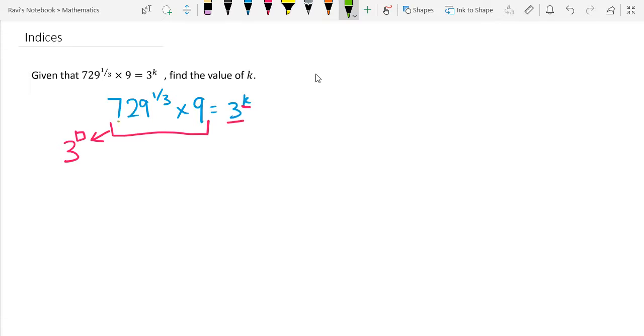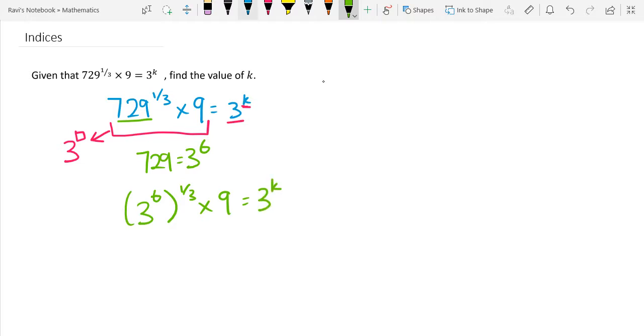So the first thing is 729. You can use a calculator and you will know that 729 is actually equals to 3 to the power of 6. Okay, so let's put that in first. So 729 is 3 to the power of 6, bracket 1/3 multiplied by 9 is equals to 3 to the k. Okay, now let's look at what we need to do here.